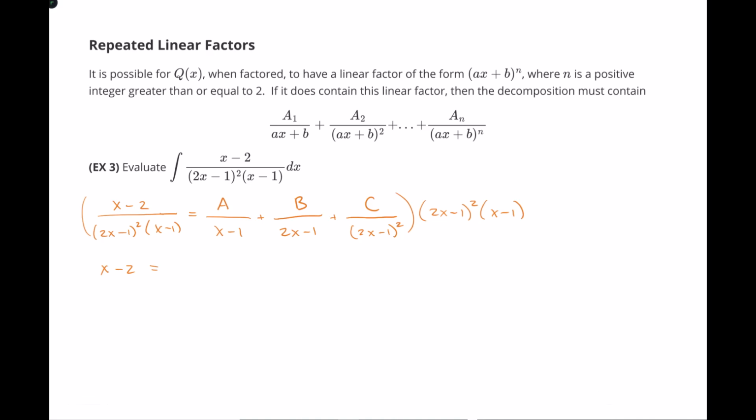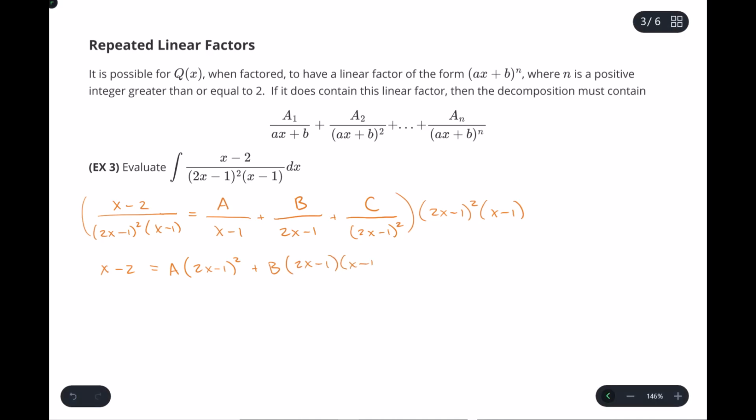Well, a over x minus 1 times this factored denominator would leave me with a times 2x minus 1 quantity squared. b over 2x minus 1 times this denominator would leave me with b times 2x minus 1 to the first times x minus 1, and then plus c times x minus 1. And we have an equation where we need to solve for the coefficients. Now, the different techniques that I showed you can come into play here.